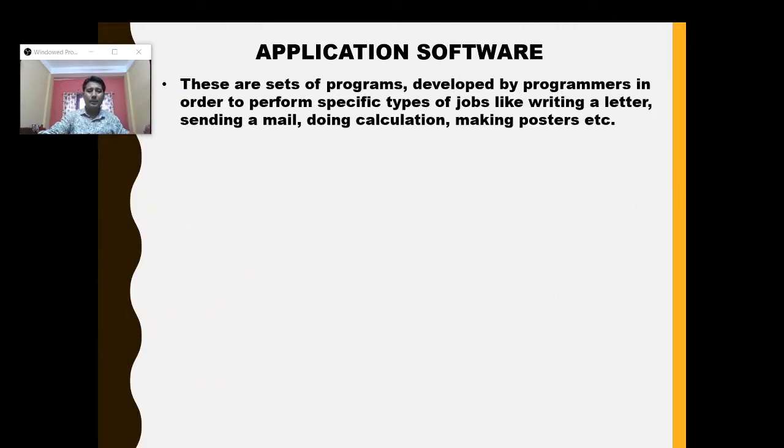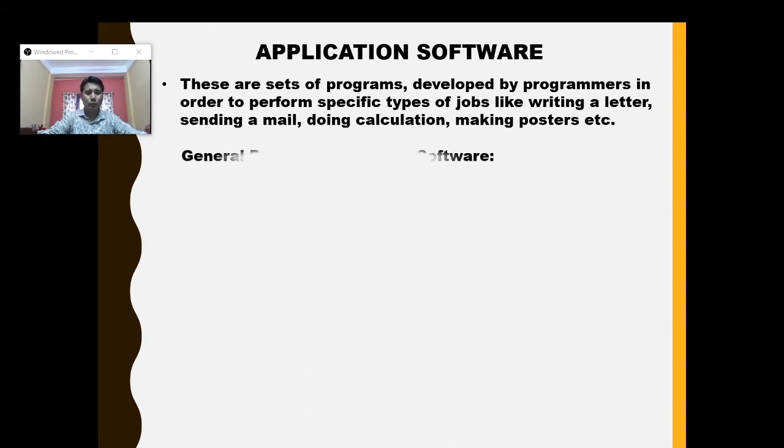Now, application softwares are sets of programs. They are generally developed by programmers so that you can perform specific types of jobs like writing a letter, sending a mail, doing calculations, making posters. To perform these specific types of jobs, you need a specific software. Suppose if you want to write a letter, we need a word processing software. For doing calculations, we need a spreadsheet software, and for making posters, we need a desktop publishing software.